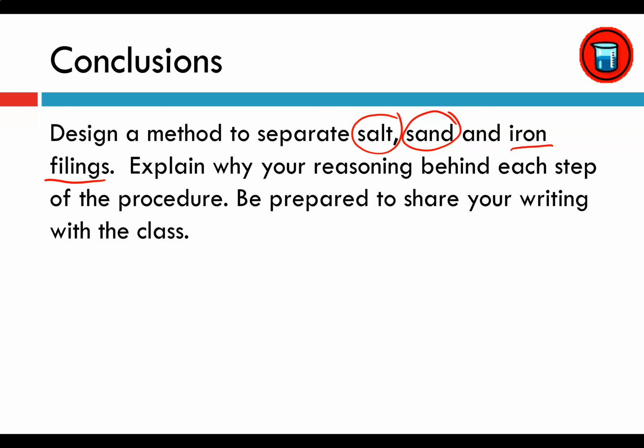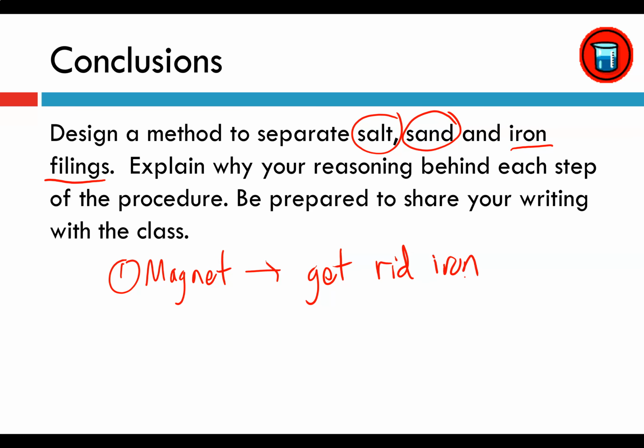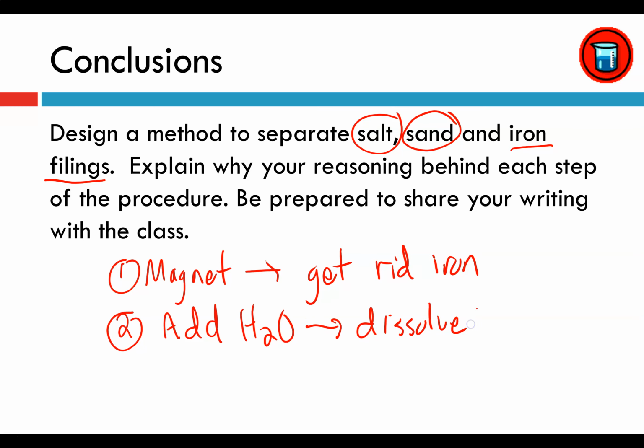Hopefully you've got a separation technique kind of plotted out. I would say first and foremost, grab the magnet and get rid of the iron. We know that iron is magnetic, salt and sand, on the other hand, are not. Salt and sand. How am I going to get those separated from one another? They're both solids. Some of you might have come up with this. Add water. Tricky. What's going to happen when you add water? Yeah, we're going to dissolve the salt.